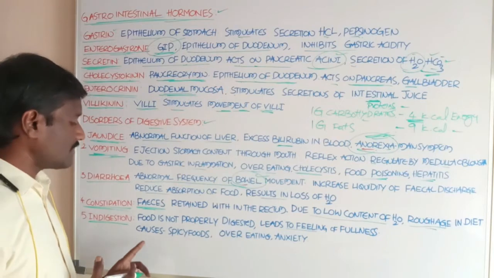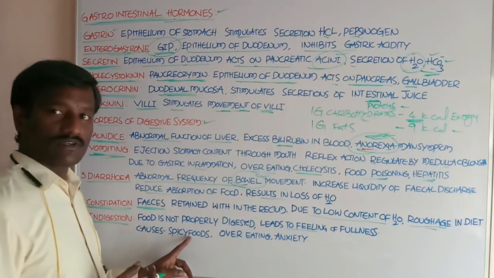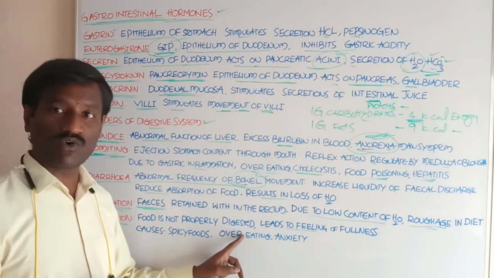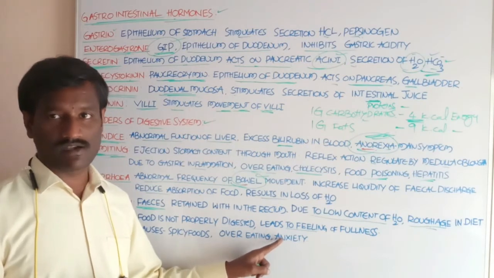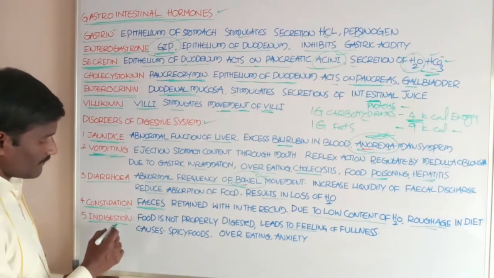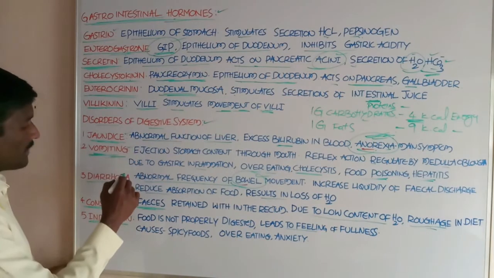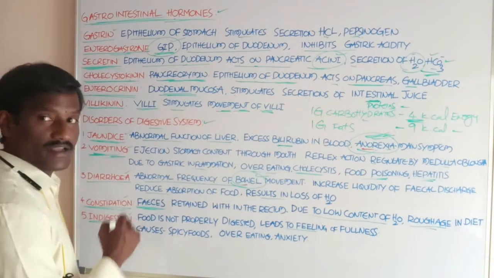Other causes for this disorder are spicy foods, overeating, and anxiety, which means mental tension and uneasiness. These are some of the causes. These are the disorders: jaundice, vomiting, diarrhea, constipation, and indigestion.